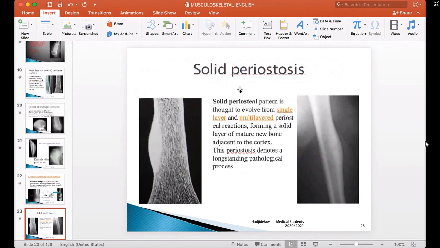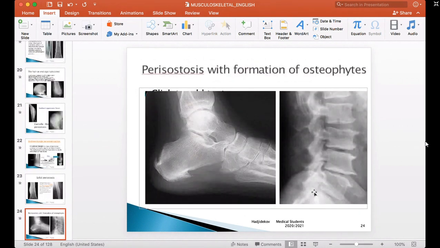Probably one of the more benign types of periostosis, we are not afraid when we see it in some patients, is the so-called solid periosteal pattern, which can evolve from a single layer to a multi-layer periosteal reaction, and this forms a solid layer of new bone which is just adjacent to the cortex. And this is a long-standing process, so it takes many months and years to happen, the solid periostosis.